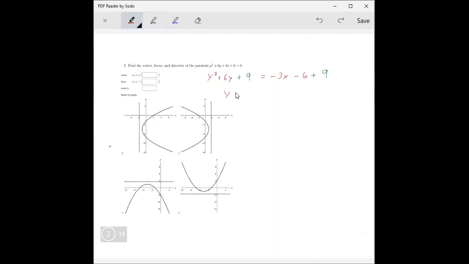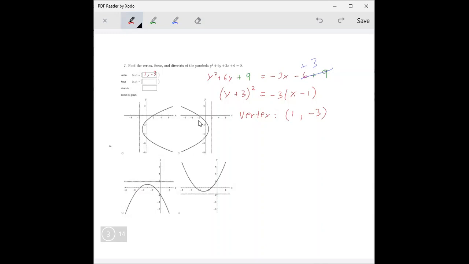And then this gives me y plus 3 squared equals, these combined to give you plus 3. And then if I factor a negative 3 out, I get x minus 1. Now to find the vertex, all I do is I look for what value of x will make this 0, and the answer is 1, and what value of y will make this 0, and the answer is negative 3. So the vertex will be 1, negative 3.